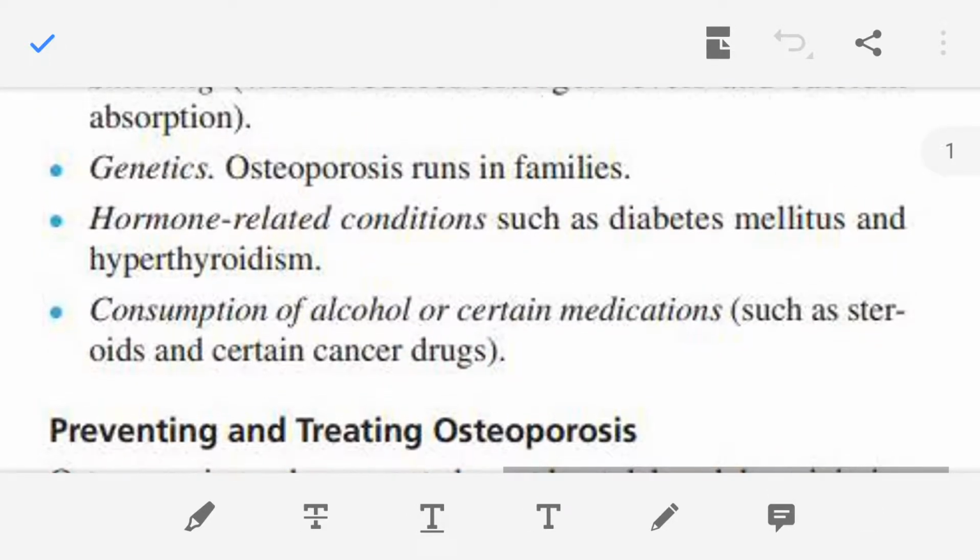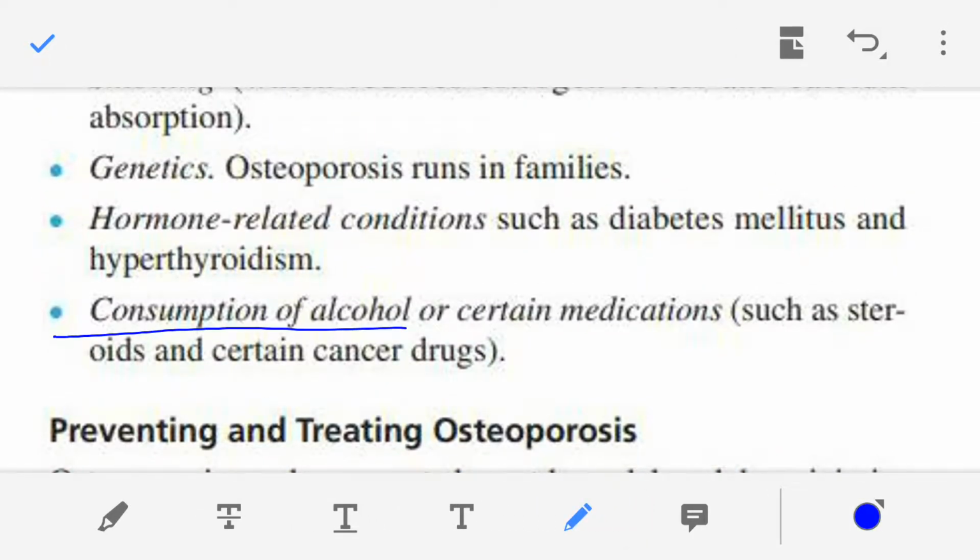Then consumption of alcohol. The drinking of alcohol should be avoided totally. Alcohol means daru, sharab or madira, also known as. All these things should be avoided. Then certain medication, for example steroids and certain cancer drugs, are also responsible for osteoporosis to occur.